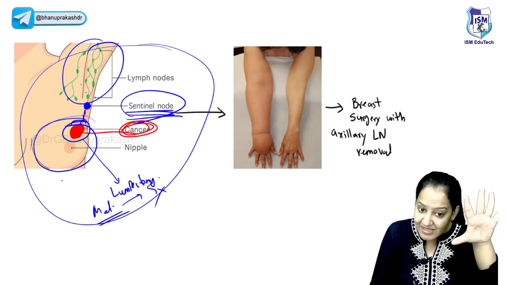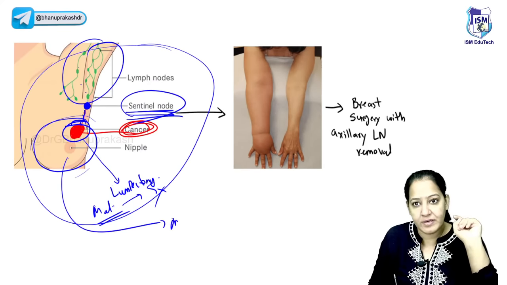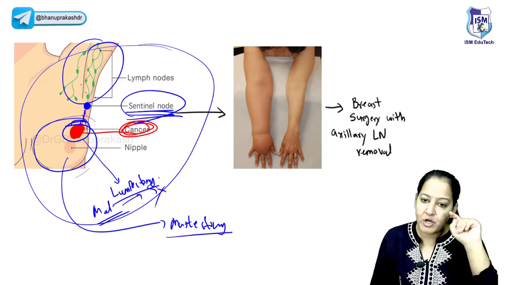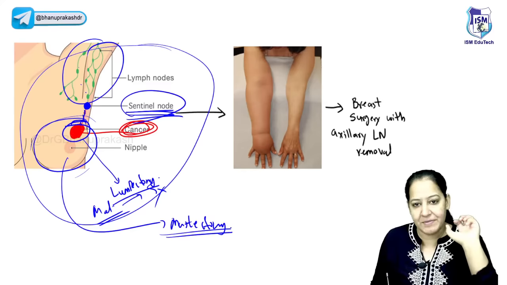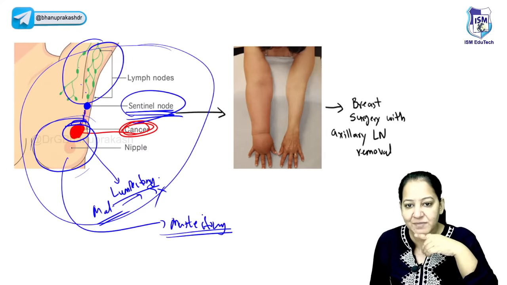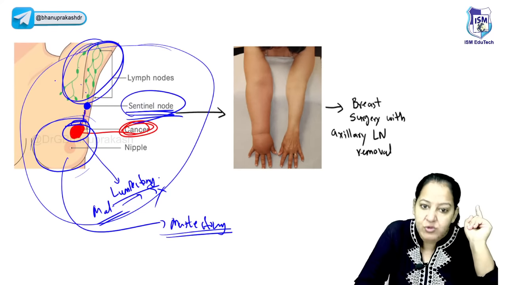So the complete breast removal is known as mastectomy. Mastectomy means the complete breast you are removing. So in lumpectomy, the lump is removed; in mastectomy, the complete breast is removed. Whatever is removed, the surgery is done. So is it the only surgery you are going to perform? That is my question. No, you are going to remove the lymph nodes also.